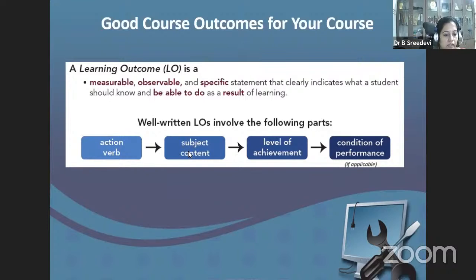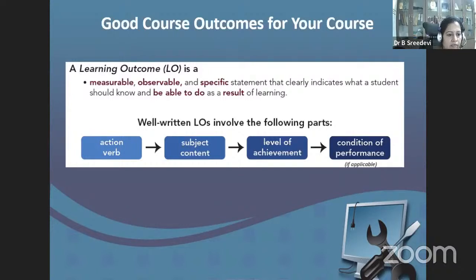The second step is the subject content. From that particular subject, what is the keyword that you are going to refer to for this course outcome? Remember, a course outcome need not be unit-wise. It is for the entire course. On learning data structures, what is the output that the student is going to get? Course outcome is for the entire course.